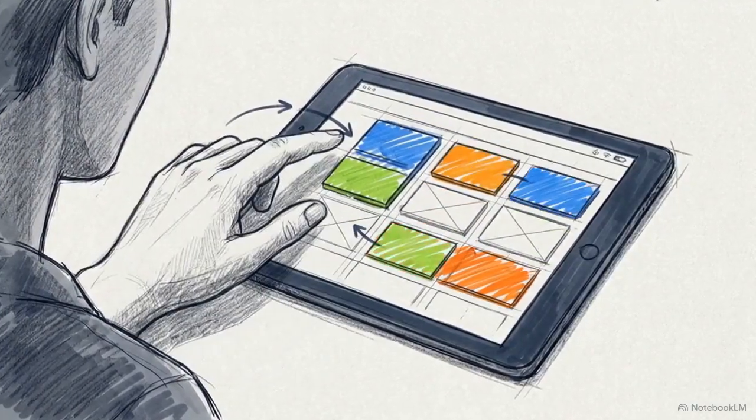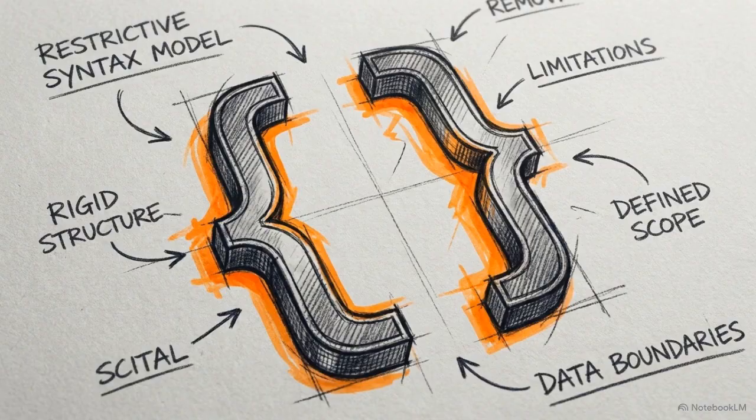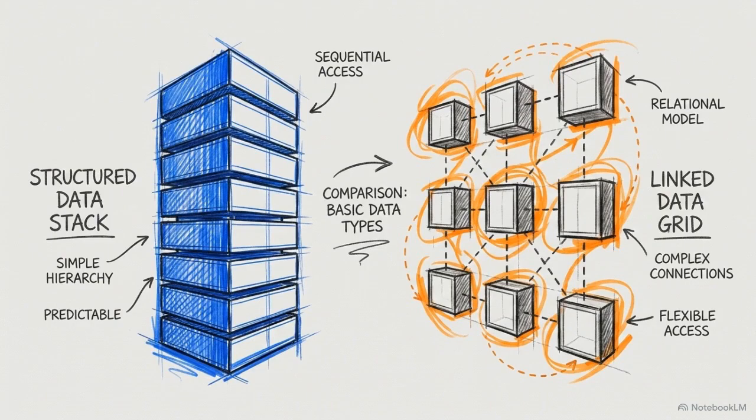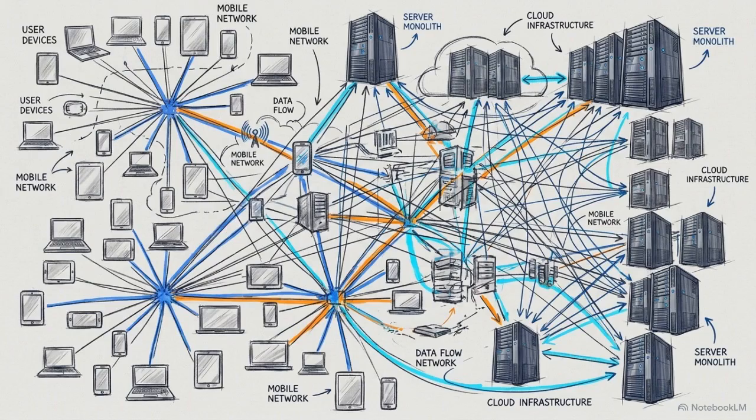JSON's utility comes from its restrictive structure. By limiting data to two basic types that are native to most programming environments, it provides the consistent interface necessary for the modern internet to function.